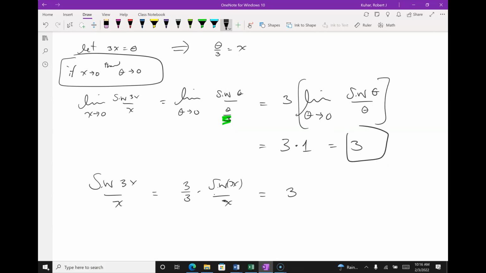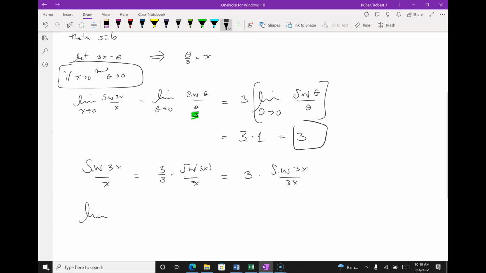Which is 3 times the sine of 3x over 3x. Sorry, I got a little messy there. We agree with that? What did I multiply by? By 1. And that's what I'm going to do this whole semester. I'm going to multiply by 1 and I'm going to add 0. I'm going to do nothing all semester. And you're paying for it.